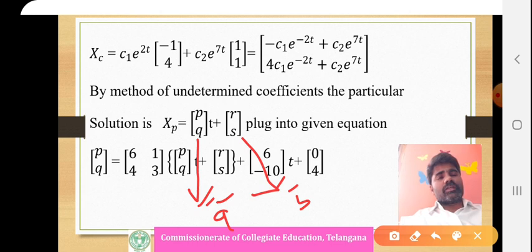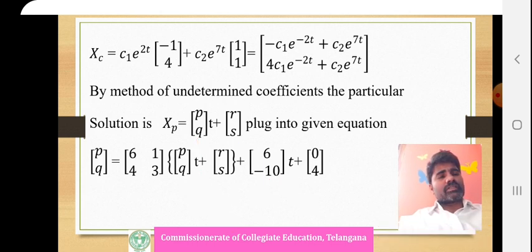The same way we can choose and substitute in the given equation and solve it for the unknown vectors, and finally we will reach the solution. This is the method of undetermined coefficients to solve the linear system of equations.